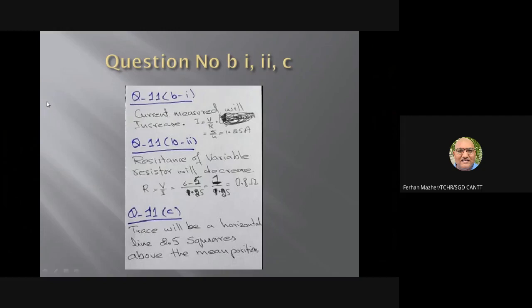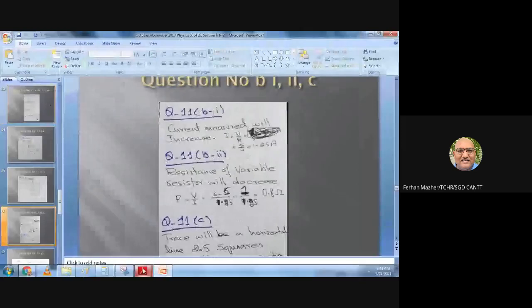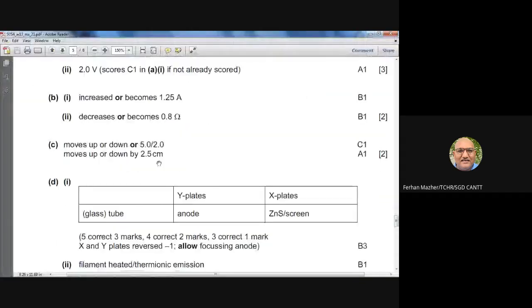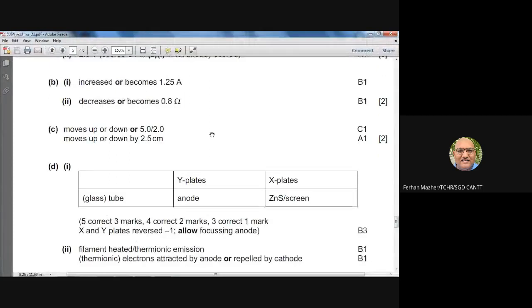Now, let me check the marking scheme. Okay. Marking scheme says that the current will increase and it will become 1.25 ampere, and the resistance of the variable resistor will decrease or it will become 0.8 ohm.